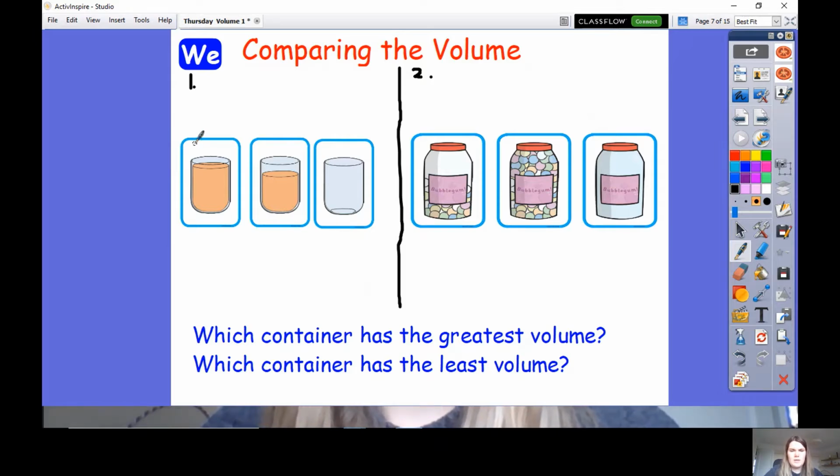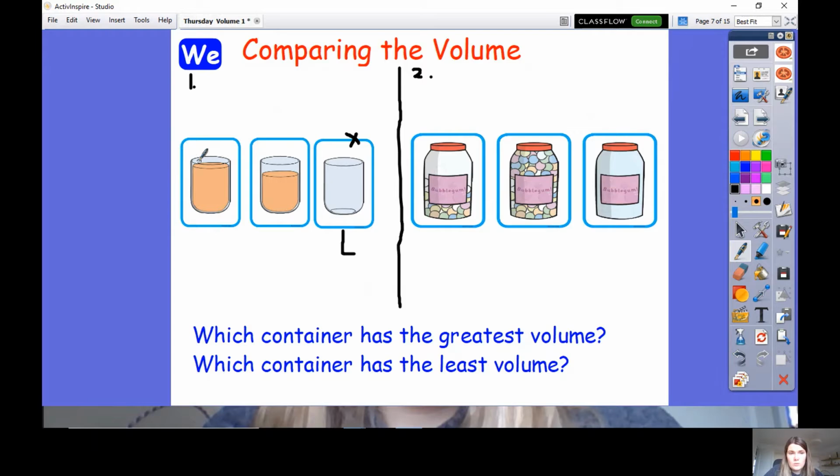Okay, which one do we think has the greatest volume? Ooh, tricky. Why is it not the empty cup? Because there's absolutely none in there. So this would have the what? The least volume. Well done. So which of these has the greatest? Why is it this one?